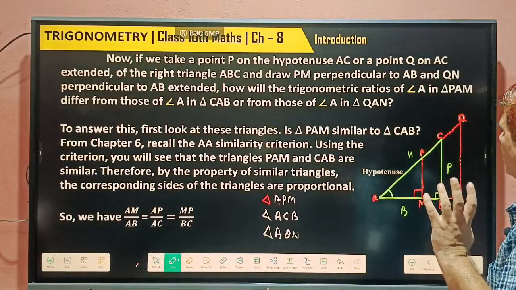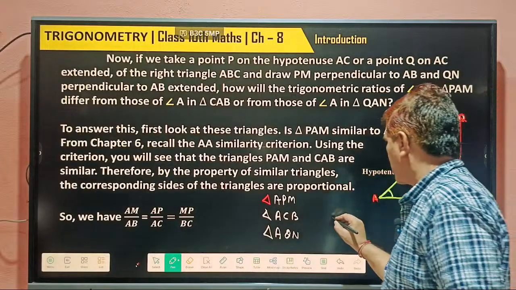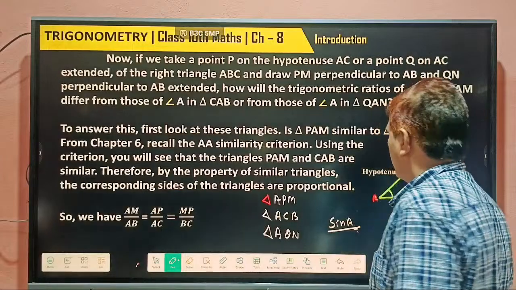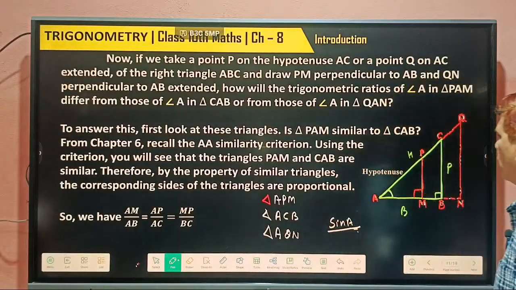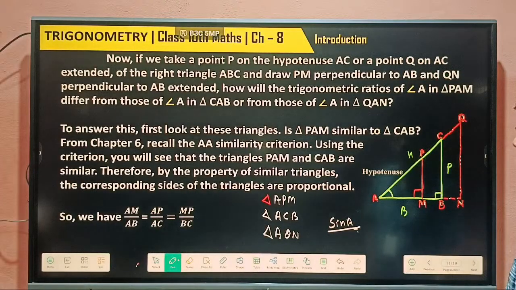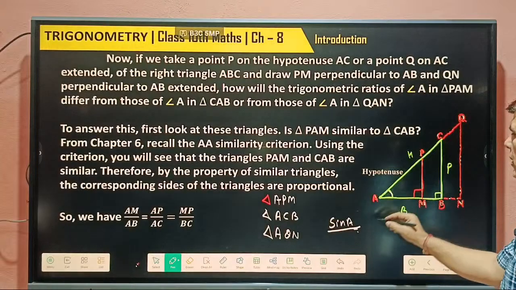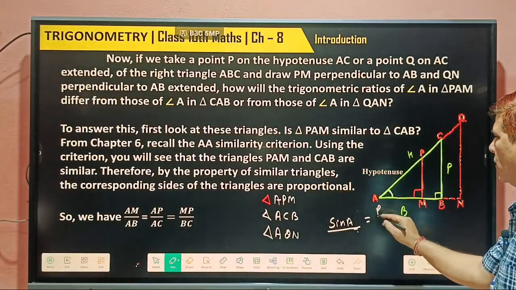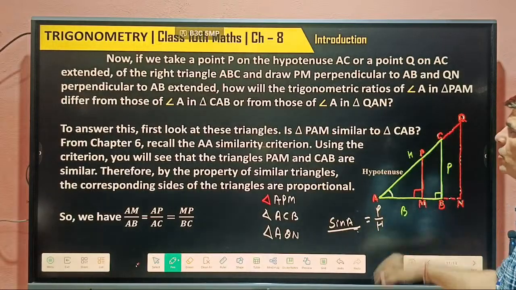Understood? If we can find out sine of A, sine of A meaning the trigonometric ratio of this angle, so then perpendicular by hypotenuse.